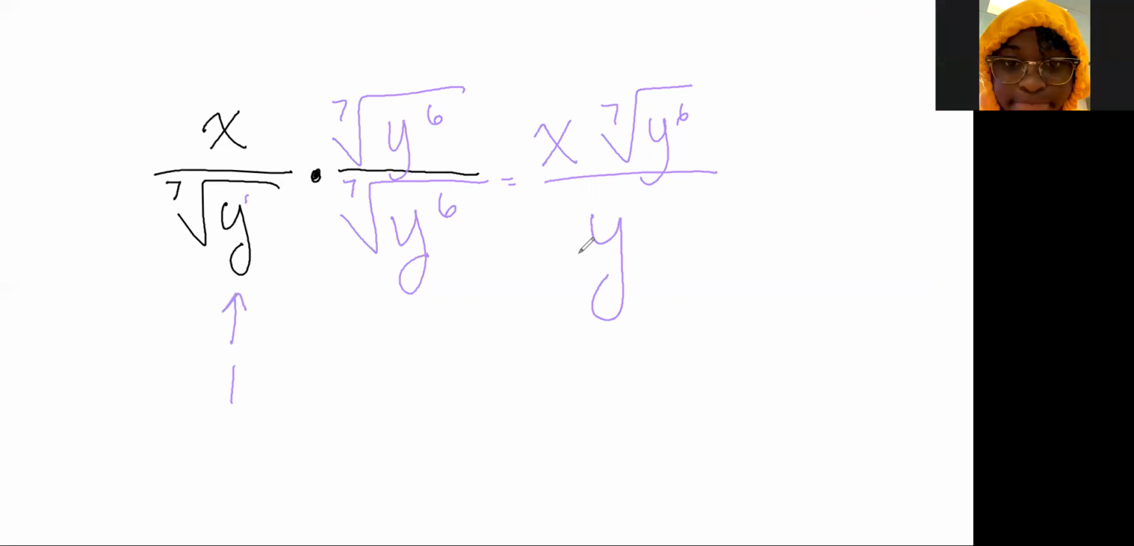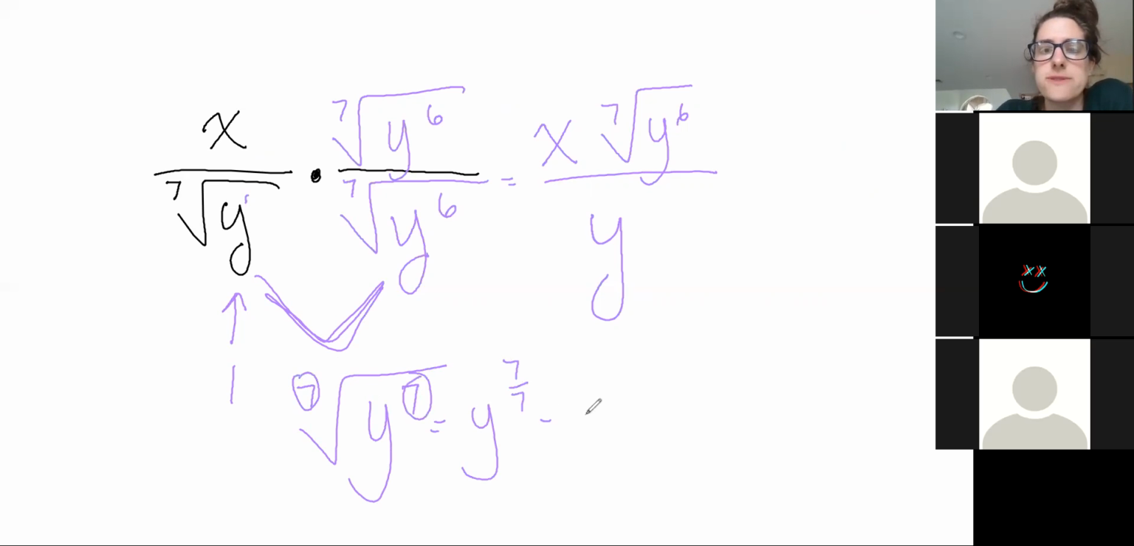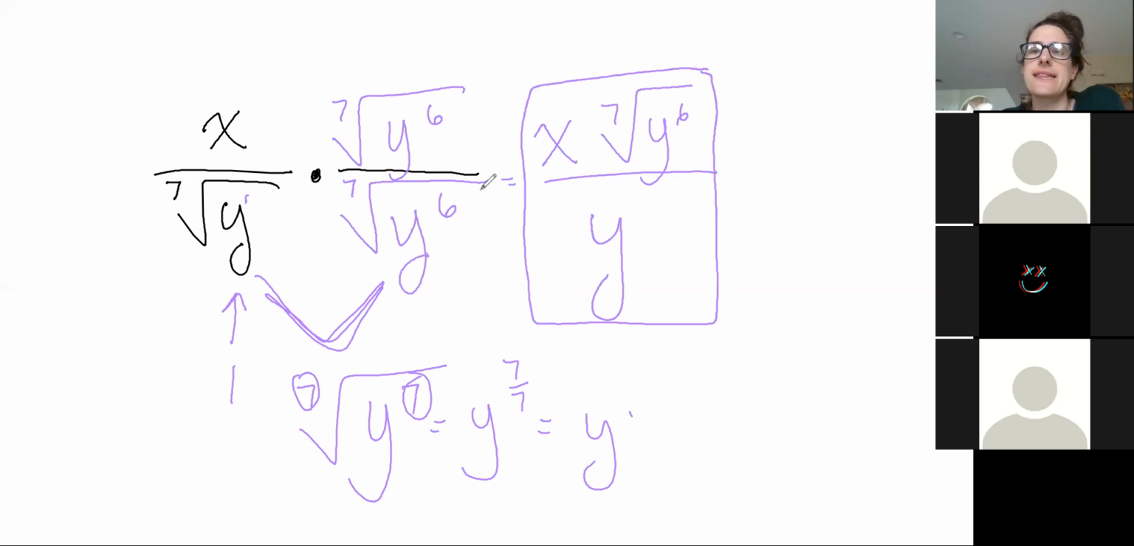So y is what's going to be down there, because if you multiply these together, you're going to get the 7th root of y to the 7th. And then again, you go power over root, 7 over 7, is just y to the 1st. So that's the whole goal here. The whole goal is to get that y out of a radical, because you can't have a radical in the bottom. Does that make sense?